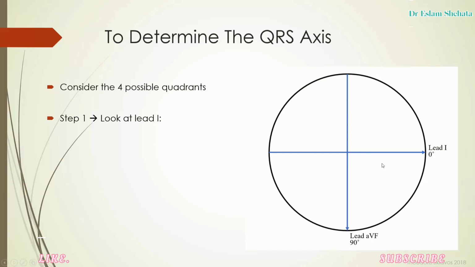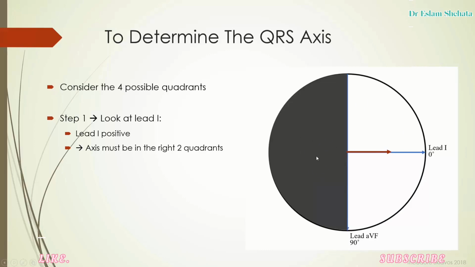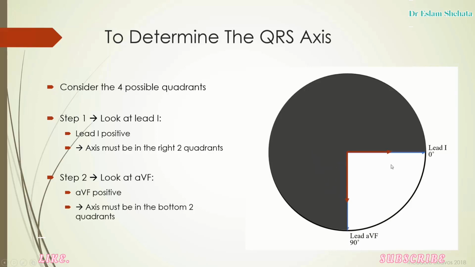Now looking at lead 1, if lead 1 is positive, well that means the action potential, or the depolarization, is going towards lead 1. So the axis must lie somewhere in these two quadrants. It's not over here, so we're going to ignore those quadrants for the rest of this case. Then we're going to look at AVF. Now, if AVF is also positive, well, that means the axis must be heading towards AVF. Must be in one of these two quadrants. But we've already excluded that one. So now we know that the axis must lie somewhere within this quadrant.